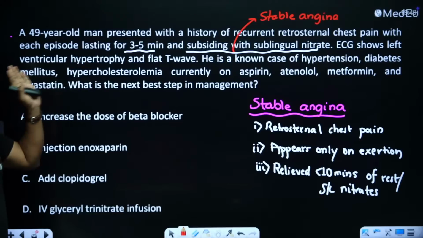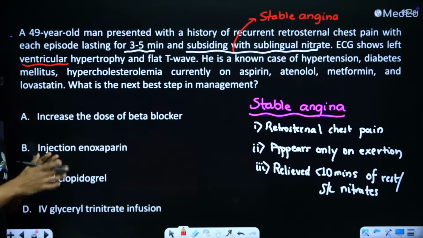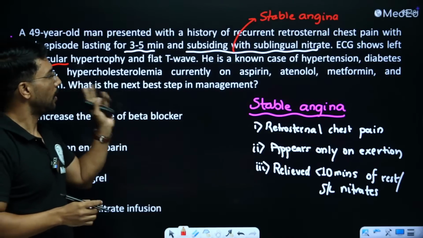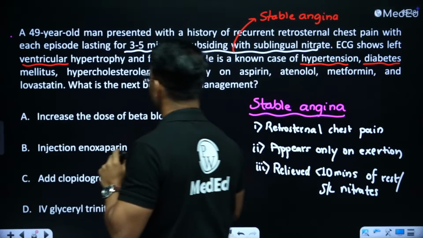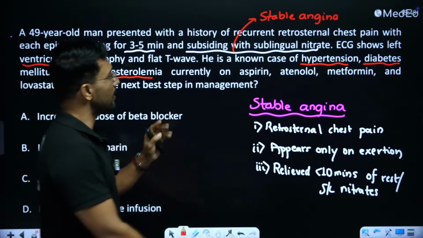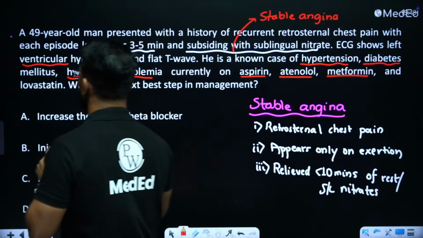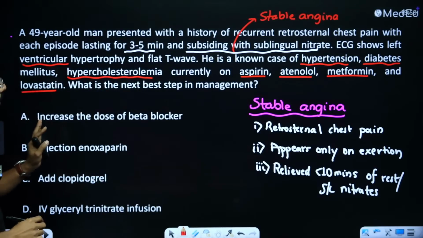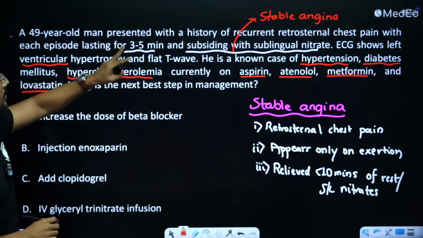Now, ECG shows left ventricular hypertrophy and relatively flattened T waves. It is suggestive of the presence of LVH, may be suggestive of hypertension. Flattened T may be suggestive of ischemic heart disease. Okay. Now, as we expected, he is a known case of hypertension. He is also diabetic and he has elevated cholesterol parameters. He is already on aspirin, atenolol, metformin and lovastatin. So statin for his cholesterol, metformin for his diabetes, and aspirin and atenolol for his stable angina.